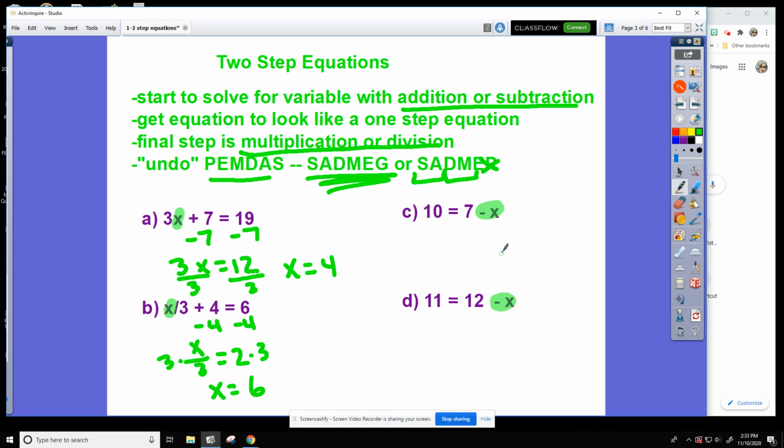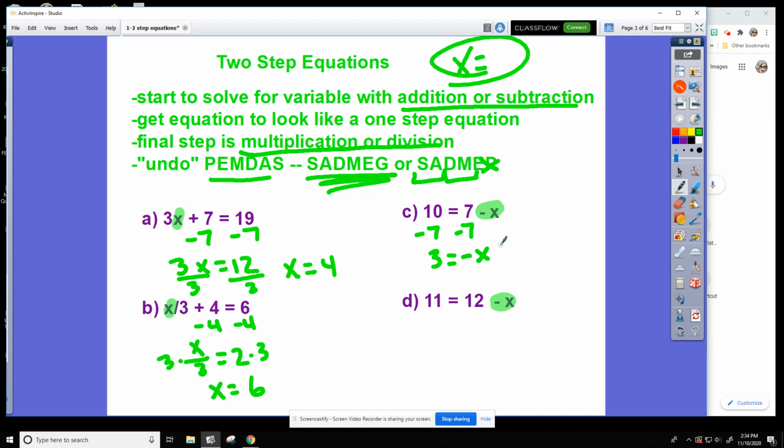This C has a negative, okay? So it may be a little more than a two-step, but they're really easy steps. First, I'm not going to touch the variable. I'm going to subtract 7. Now that is telling me negative x equals 3. But I always want my answer to be x equals, okay? I don't want negative x.